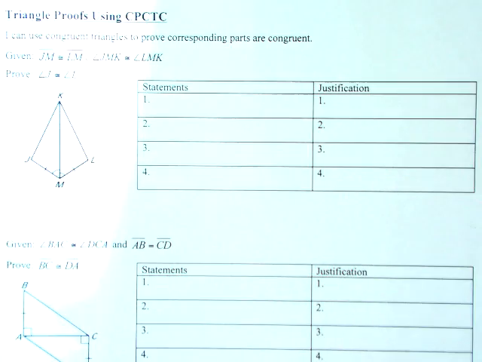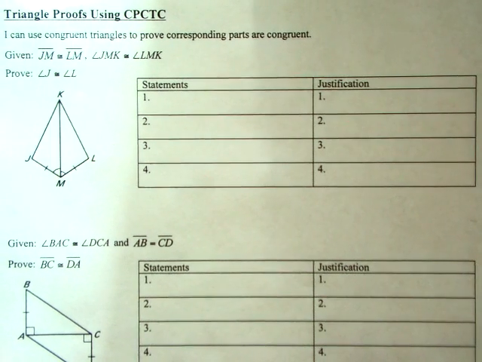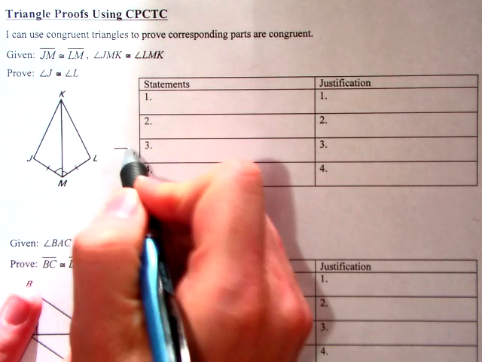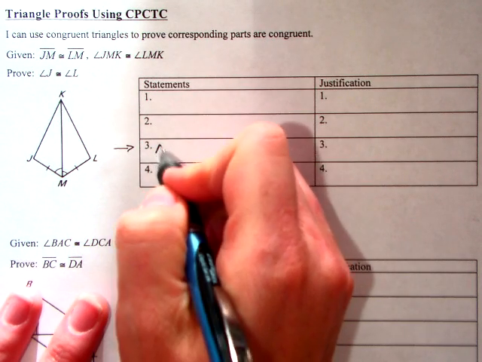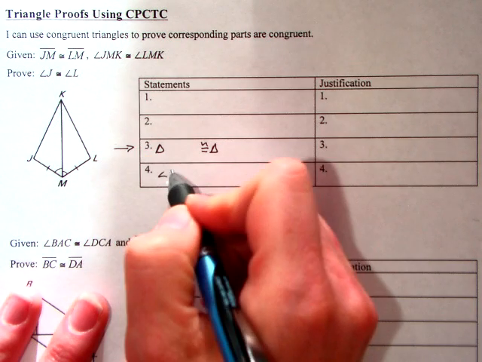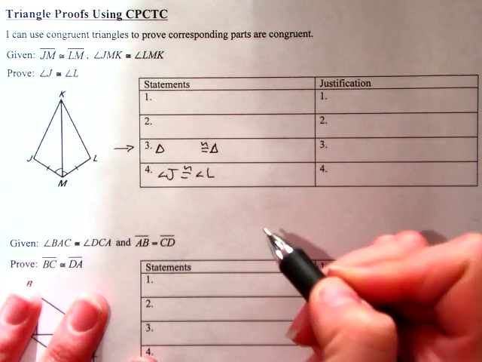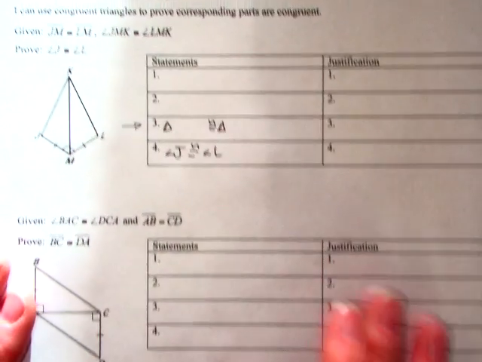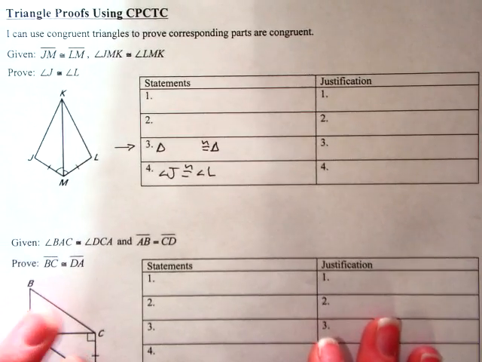So when we're doing these CPCTC proofs, we're going to start them out just like normal, but one step above is where our triangles are going to be congruent, and the very last one will be our proof. So we're going to work on getting our triangles congruent just like we have been, no change there.